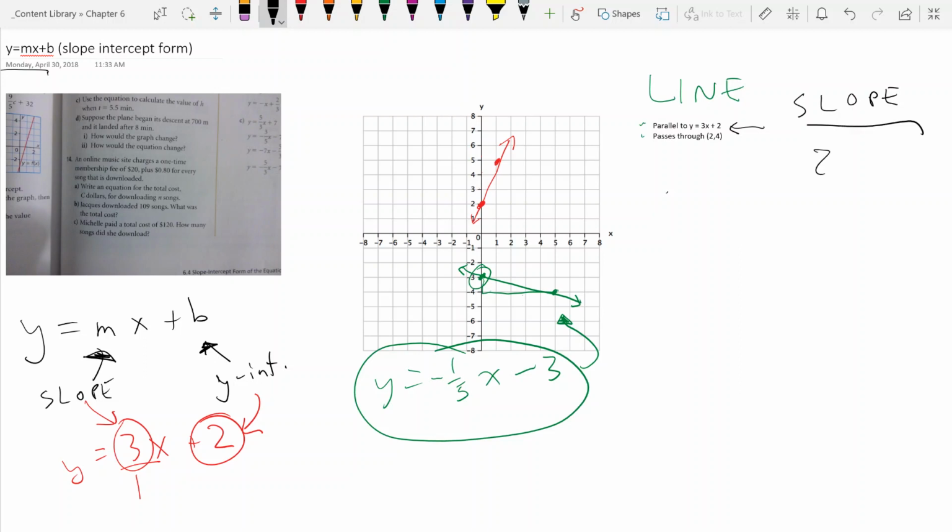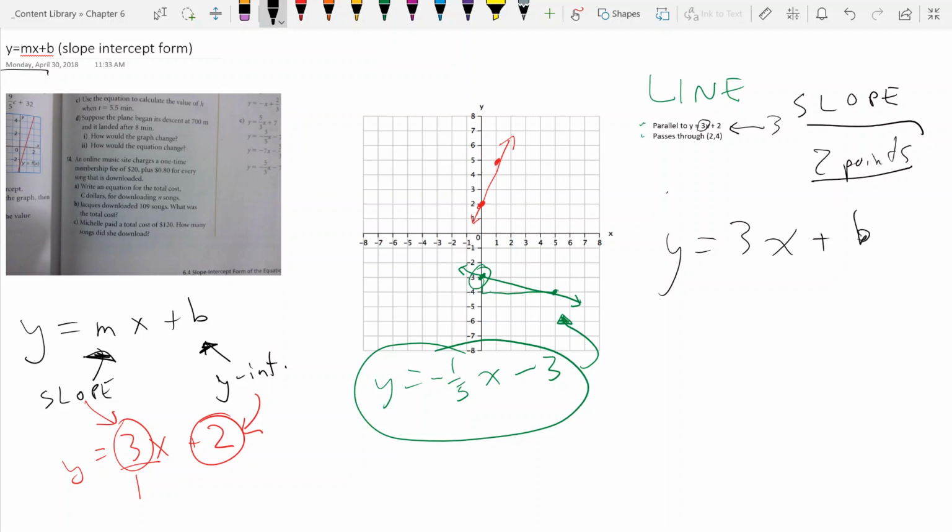If it gave me 2 points, I would do this the same way. I would use my y2 minus y1 over x2 minus x1 formula to find the slope. This question was a little easier I think. It said it's parallel to this one. We know if it's parallel, it's the same slope, and the slope of this is 3. So I know my final equation is going to look like this.